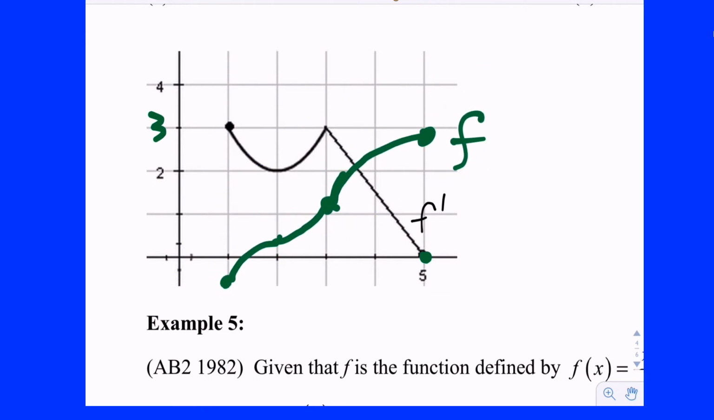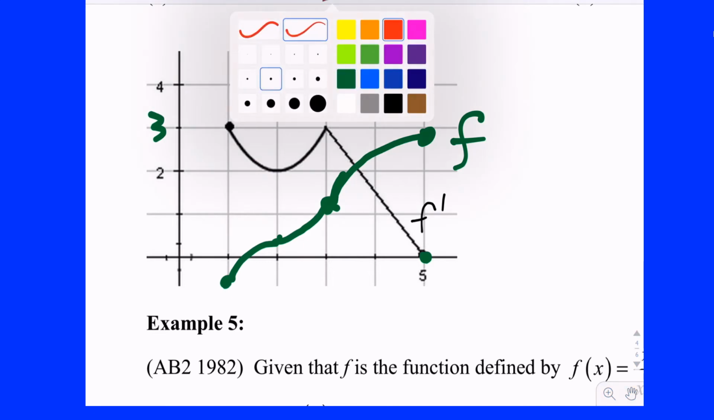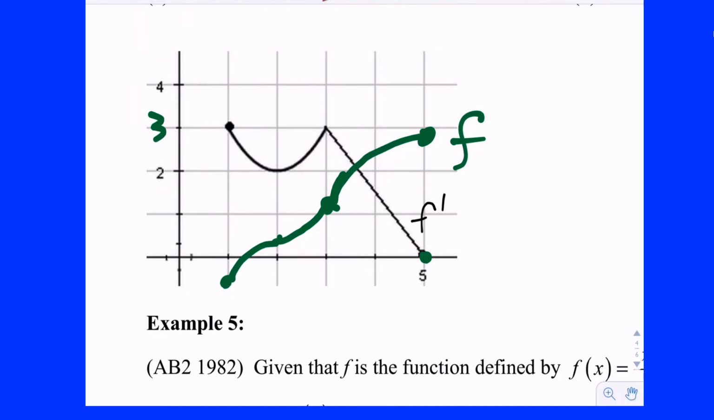Okay, so now to take the derivative, we'll use red for Thanksgiving. And now I have a horizontal tangent line at 2, so that's going to be an x-intercept. My function is decreasing, so it's going to be negative. It's positive from 2 to 3, so it's increasing, so it's positive.